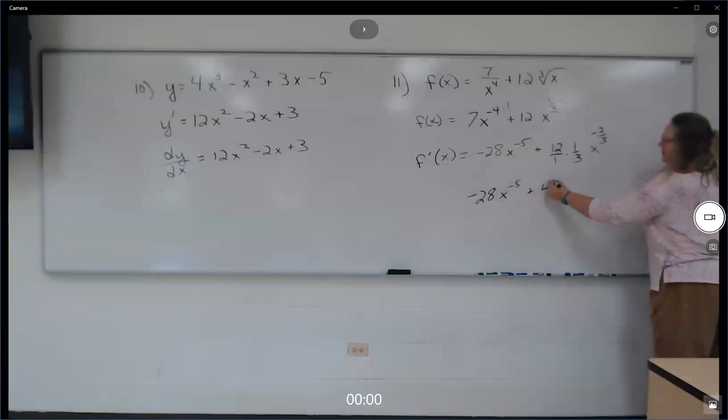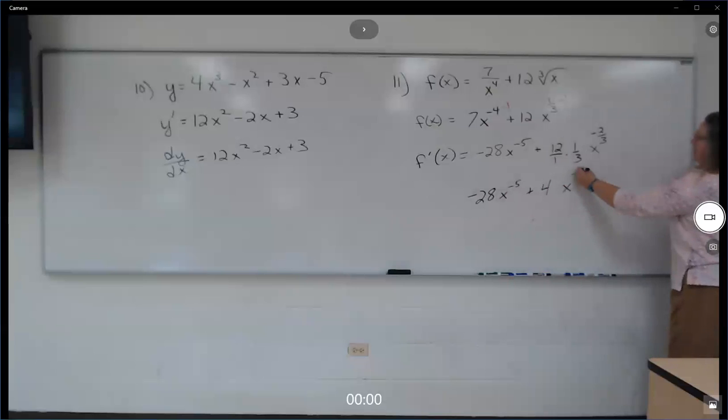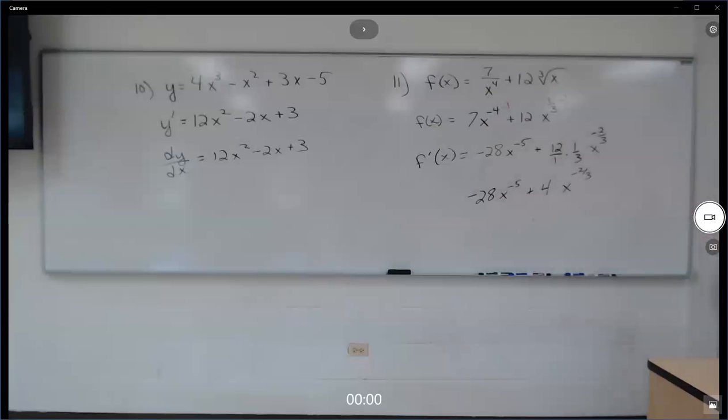This one gives us a nice 4. This one's actually negative as well, but you can leave it. I don't know what I did. It's weird. I moved this one positive, but then I left that one negative for some reason.